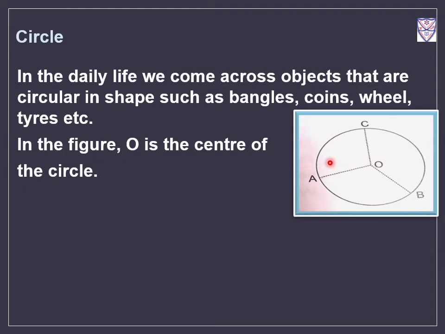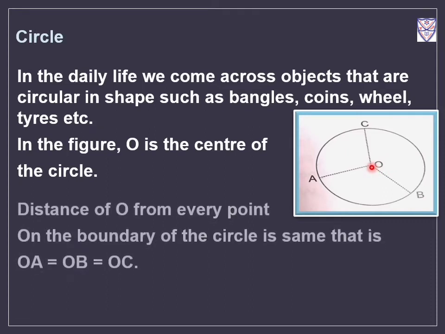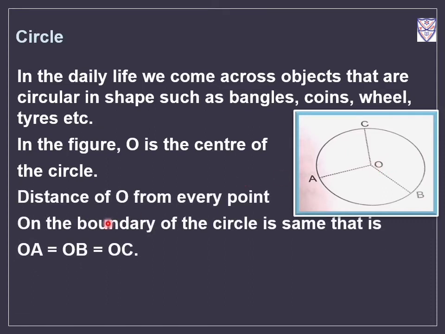In the figure, O is the center of the circle. The distance of O from every point on the boundary of the circle is the same, that is OA equal to OB equal to OC. See, O is the center of the circle and on the boundary A, C, B, three points are there, that are all at the same distance. So we can write OA equal to OB equal to OC.